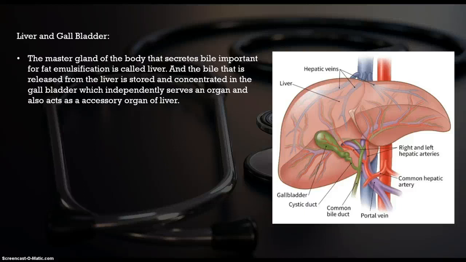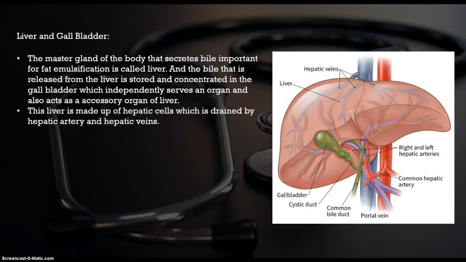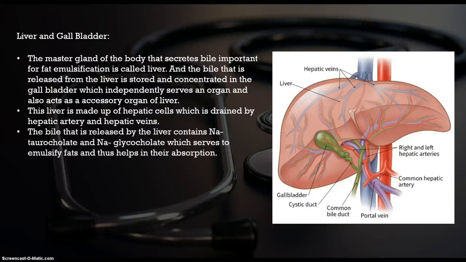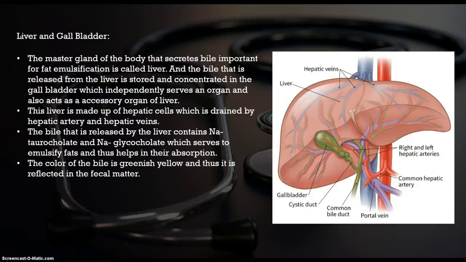This liver is made up of hepatic cells which form hepatic tissue, and finally it forms a liver. These hepatic cells are constantly drained with blood with the help of the hepatic artery and hepatic vein. It releases the bile, which contains sodium taurocholate and sodium glycocholate, which helps in the emulsification of the fat, and the color of the bile is greenish yellow, which can be seen in the fecal matter. The bile which is released by the liver is concentrated inside the gallbladder.